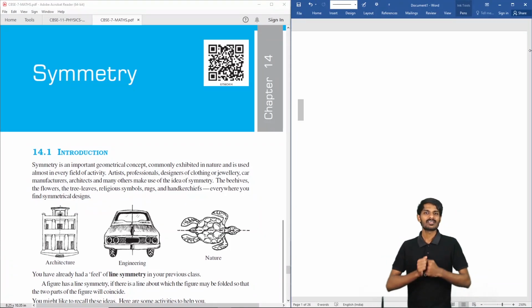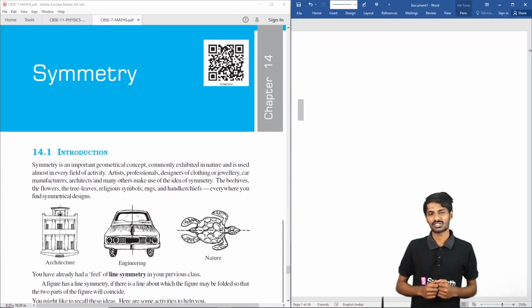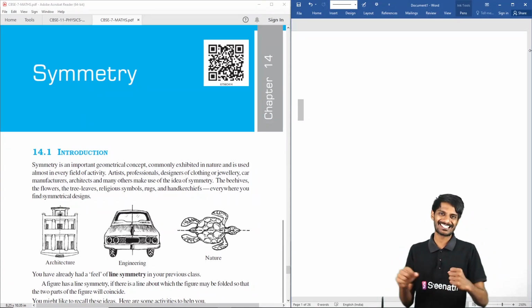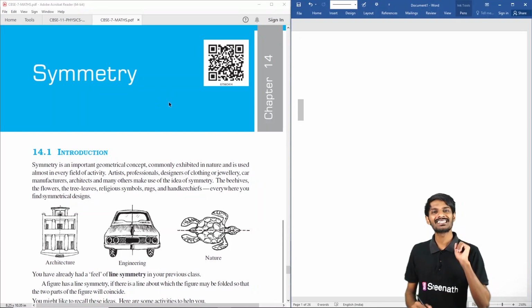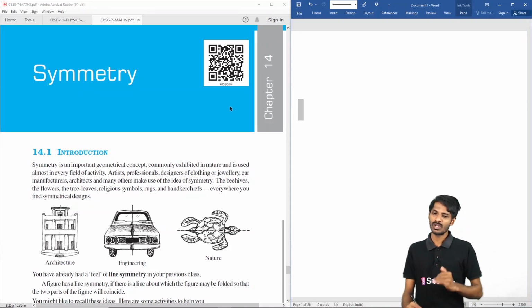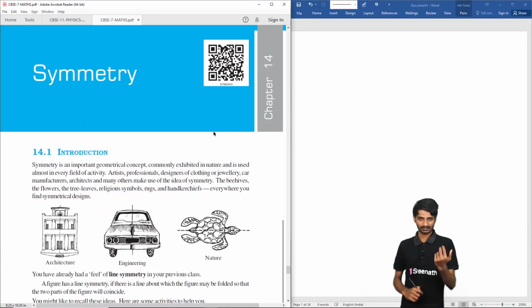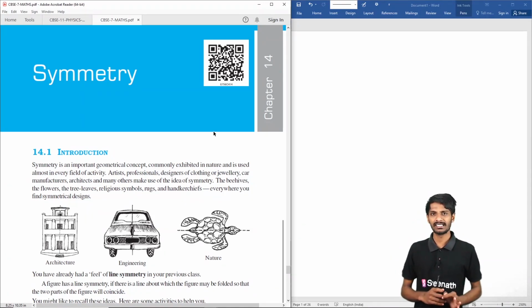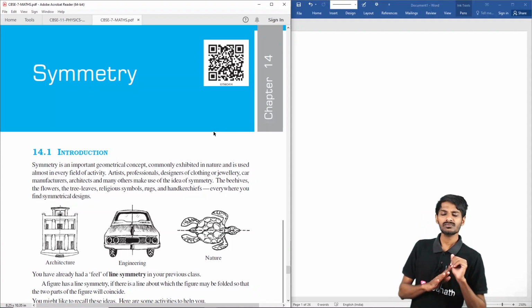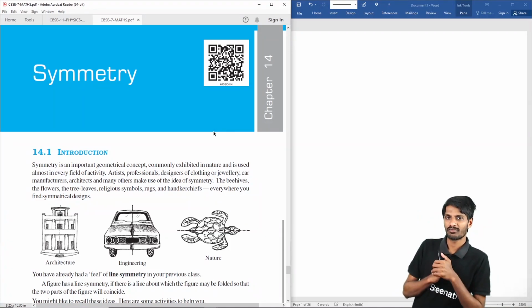Okay students, so without wasting time, we're going to start this session with full of energy. So symmetry, this is the chapter we are going to discuss now. First we will see the overview of this chapter. After that, we will discuss each topic in detail. Later, we're going to see the summary of this session.